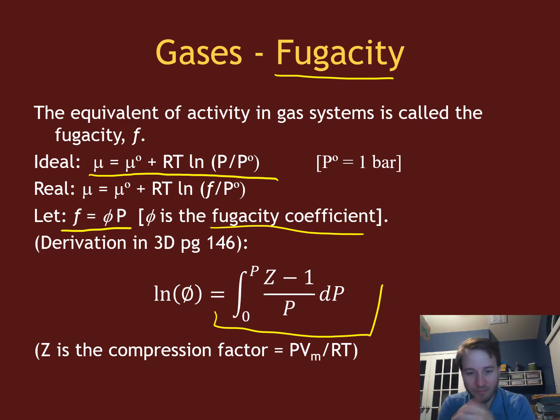And so if the compression factor Z is equal to 1, the ideal gas case for all pressures, then that integral comes out to just be 0, and the natural log of phi equaling 0 means that phi has to equal 1, and so your fugacity equals your ideal pressure. So just checking this equation here, it works out just fine for an ideal gas case. And so that's the fugacity, and that's just what it's defined as. And it's the activity for gases.